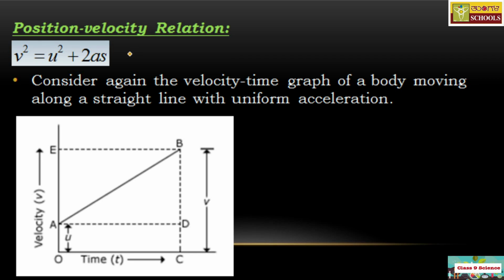Now we are deriving the last relation, that is the velocity-position relation, which is given by v square is equal to u square plus 2as. So for that, yet again we are considering the velocity-time graph of a body moving along a straight line with uniform acceleration. So the same graph we are carrying here also.